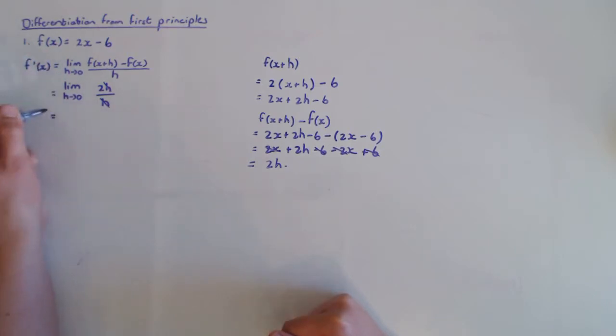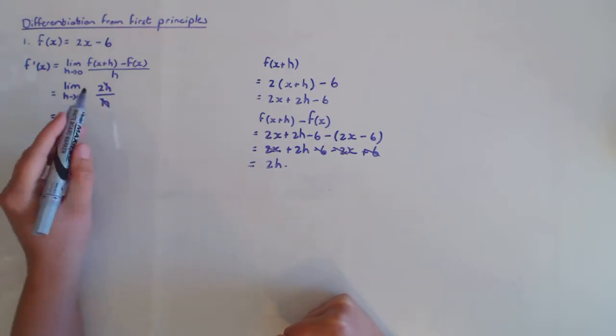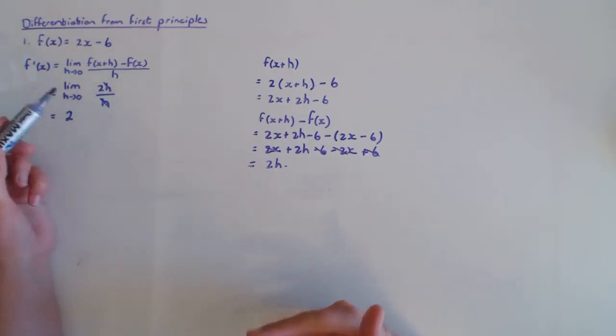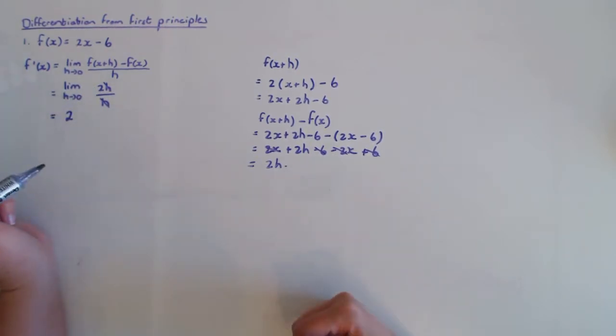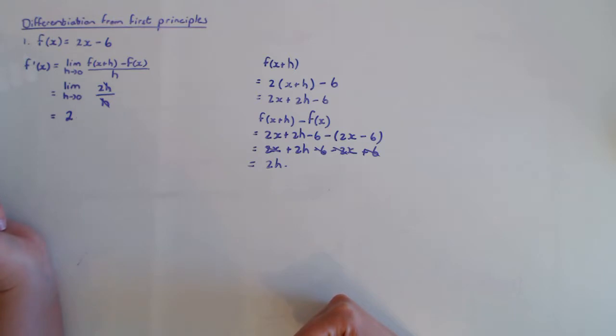Doesn't matter what h is anymore. And the moment you can actually work the expression out, or you can substitute h to be 0 and it doesn't create a problem, then you don't need to write the limit anymore. Right, so let's just look at another linear example, but these ones are actually quite easy.